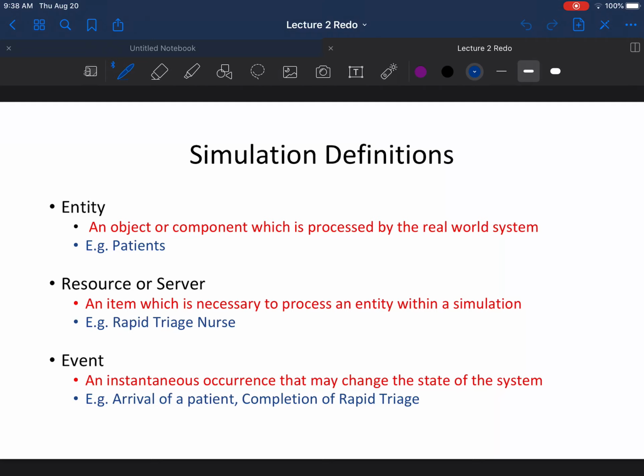So let's recall our fundamental definitions. We have entity, which is an object or component processed by the real-world system. We have resources or servers, and we have events. These are discrete things that occur. Remember, in our example, the entities were patients, the resources or servers were rapid triage nurses, and the events were arrivals of a patient or completion of a service. In general, this can be more complicated, but this is the most fundamental kind of simulation we're going to be working with this semester.